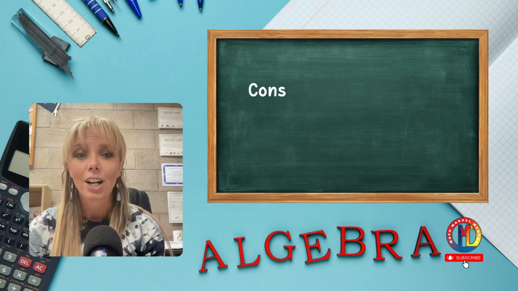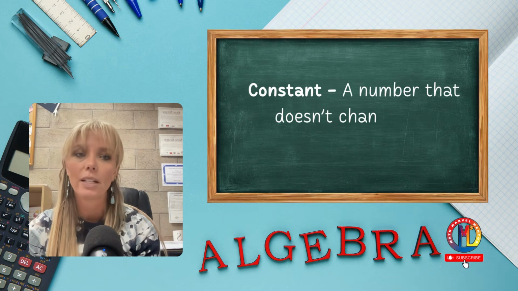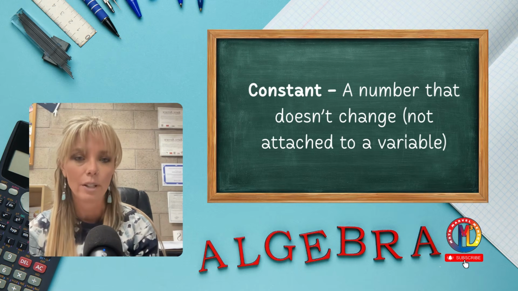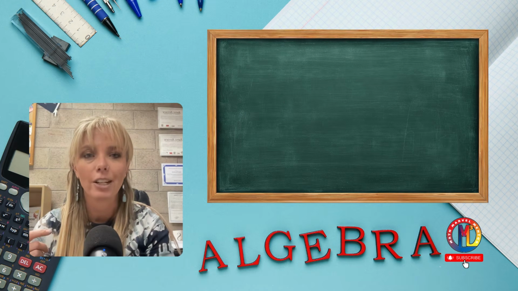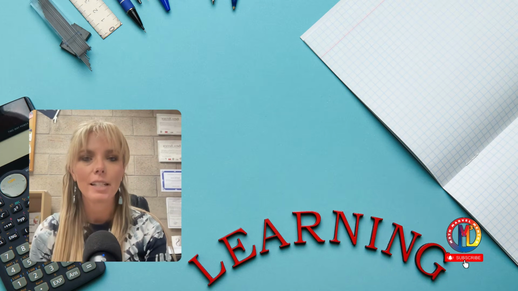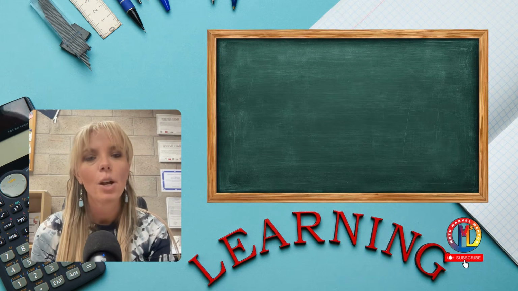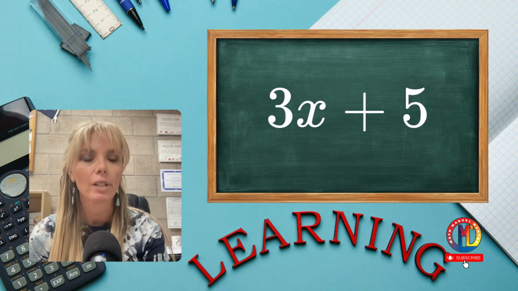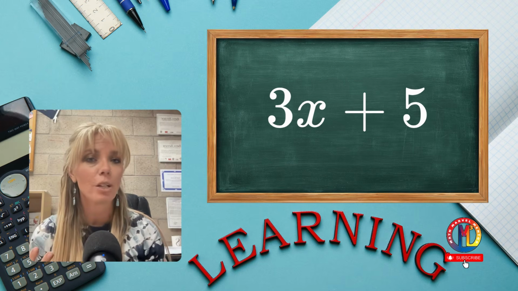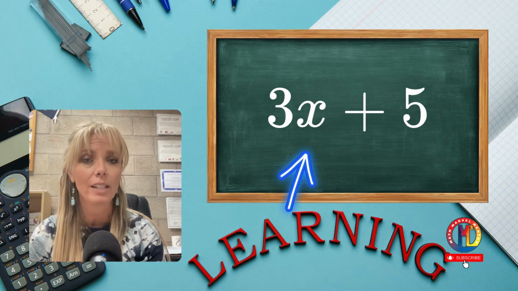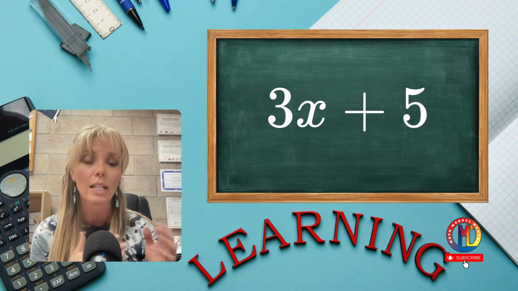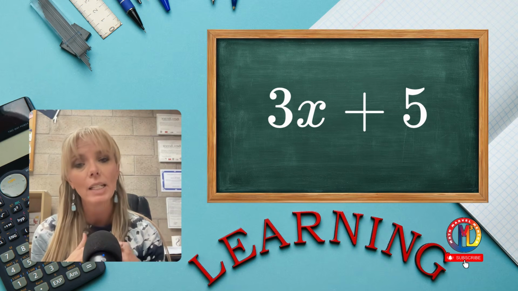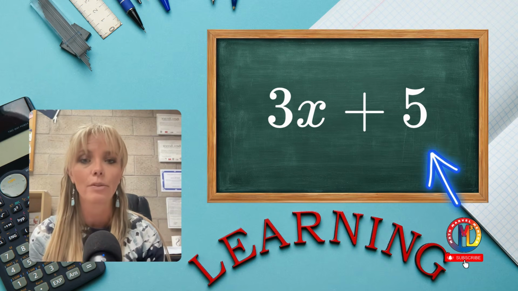Our next word is a constant, and a constant is a number that doesn't change. It's not attached to a variable. So let's take a look at this example of an algebraic expression. To make better sense of the rest of our vocabulary words, we're going to look at the algebraic expression 3x plus 5. It's an expression because it contains a variable, and in this case, the variable is x. We have 3x plus 5. And then we just talked about what a constant is. It's a number that doesn't have a variable, basically. And we can see that in this example, it's the number 5.